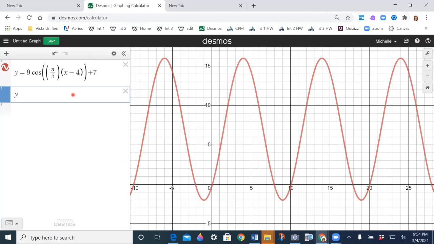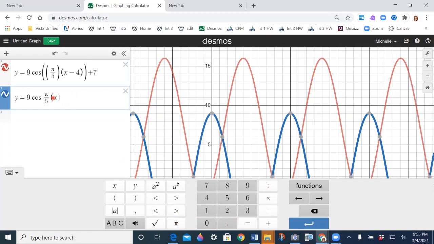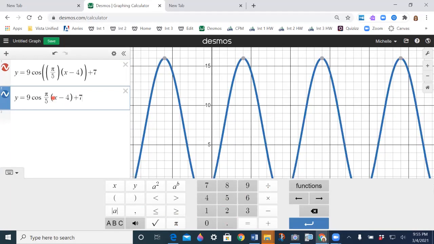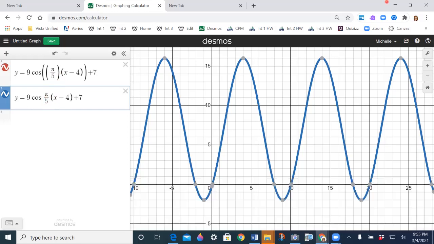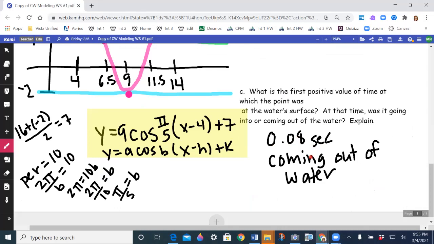Let me type it in again. Let me see if I do y equals 9 cosine. I'm going to do my pi divided by 5, parentheses x minus 4, plus 7. So I can also type it like this. I don't need all those extra parentheses, just as long as you are being careful when you're putting in your division sign. So you see that I put 0.08 seconds and that's coming out of the water.